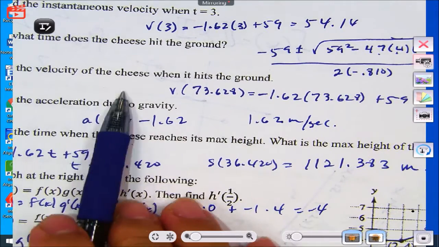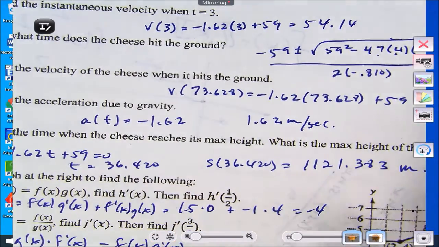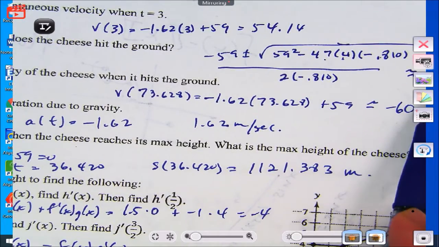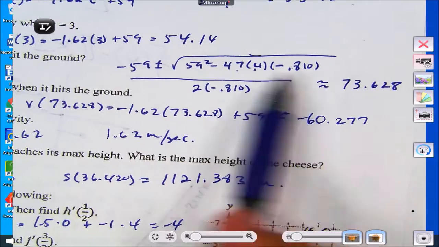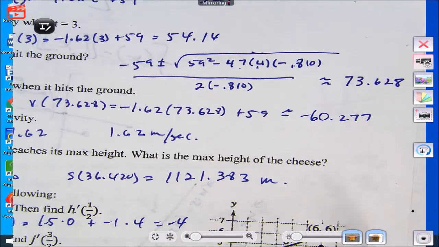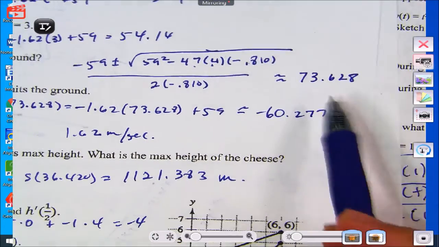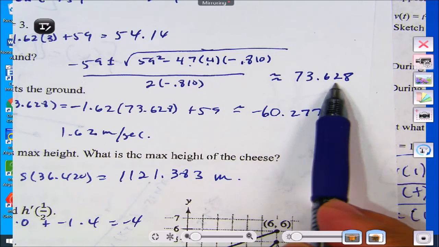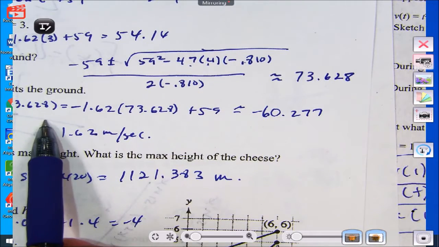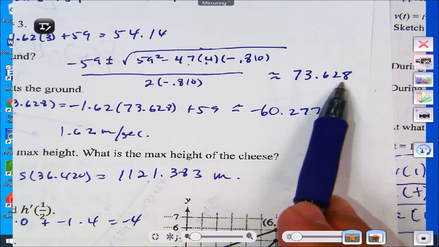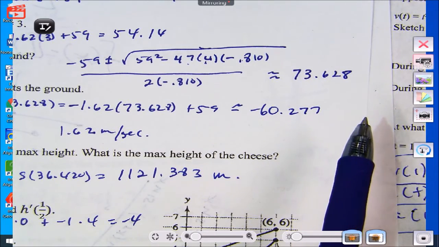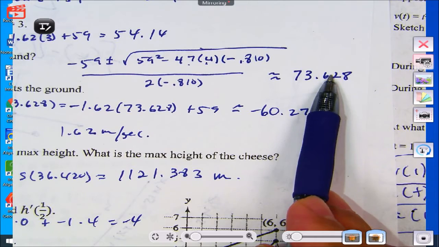So F was: find the velocity of the cheese when it hits the ground. All you had to do was plug in the 73.628, the answer in E, into this. Now, this is how free response grading goes. Let's say you got this number wrong. But if you plug it into the correct thing, you get full credit for F, even though you lost a point for E. Plug E into E? No. You plug the answer of E into F.